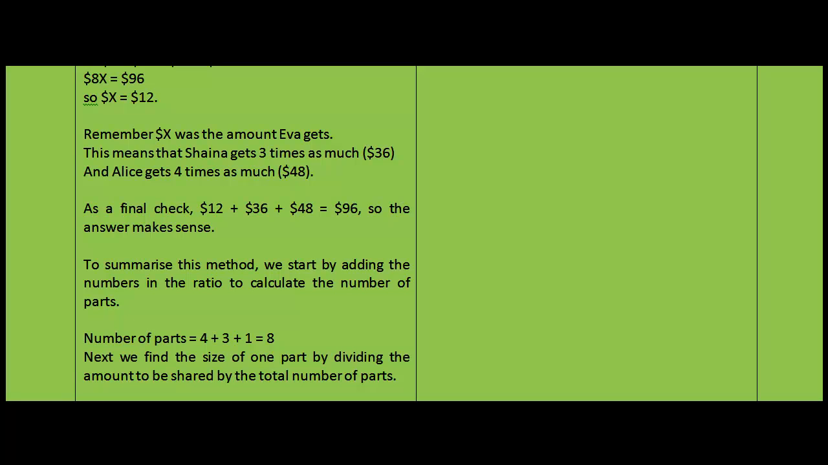To summarize this method, the first thing we want to do is calculate the number of parts. And the way we can do that is by actually adding up the numbers in the ratio. So 4 plus 3 plus 1 equals 8.